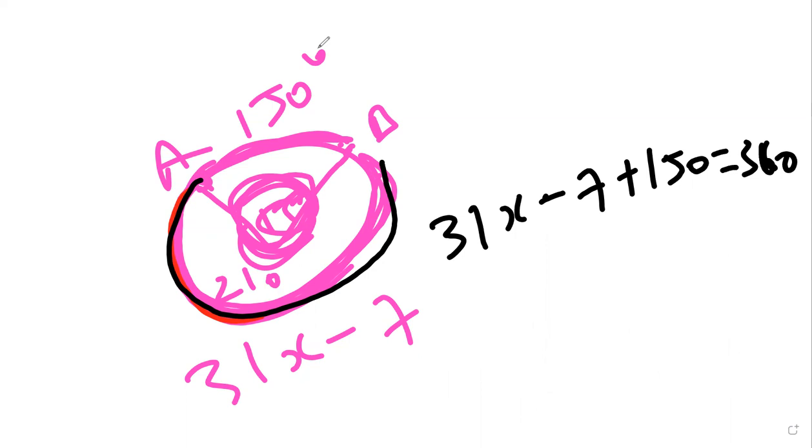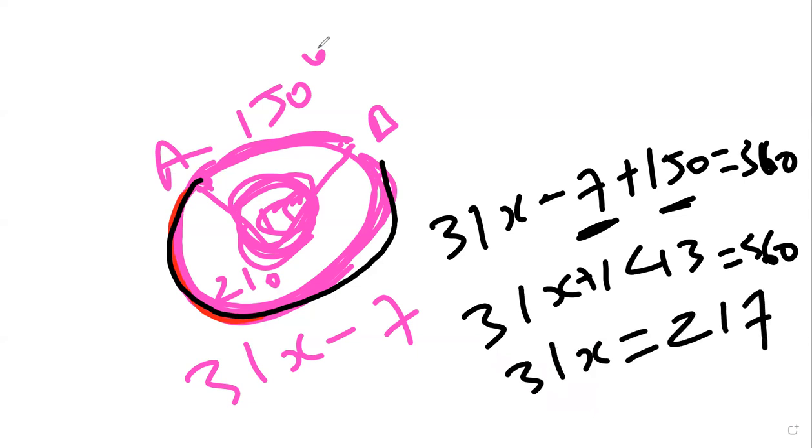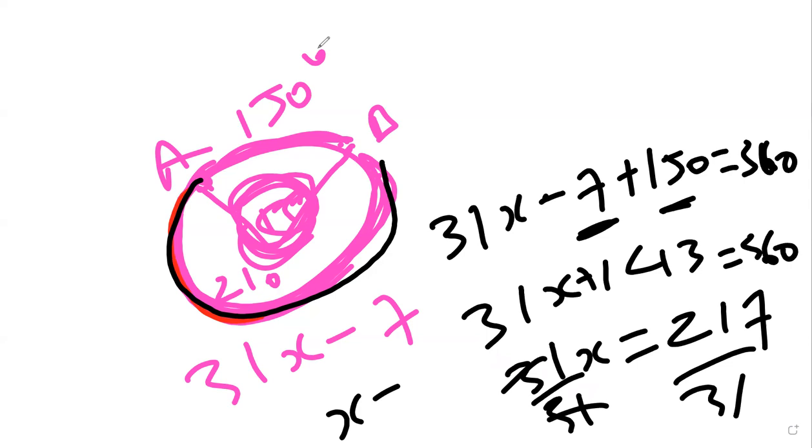If I simplify all of this, if I subtract this from that, I get 143. Let me finish right here. If I subtract 143 from 360, that will give me 217, which gives me the same thing that I just had. So if I divide this by 31, then x will indeed be 7. Let's move on. How are we getting this concept? Very simple. Let's move on to another one.